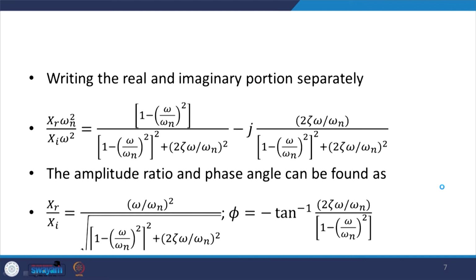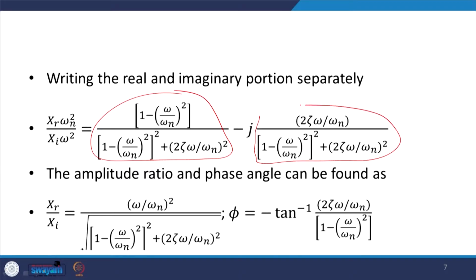So, this one I can write with the real and imaginary portions separately over here. As you can see, this portion is my real part and this portion is my imaginary part. From this one I can find out the amplitude ratio and phase angle. Amplitude ratio I can find out; say this is your x and this is your y. So, what will be the amplitude ratio?